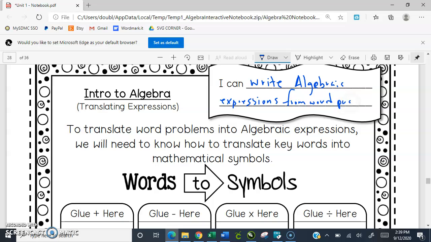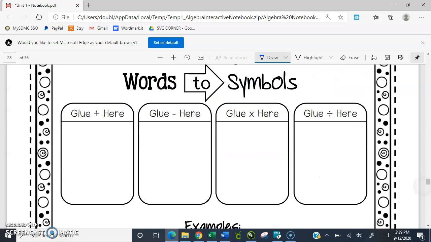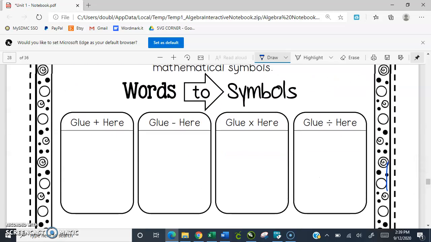So basically we're getting word problems and we're translating them into algebraic problems. Now, there are some key words you need to know when it comes to word problems. So let's go over the key words.